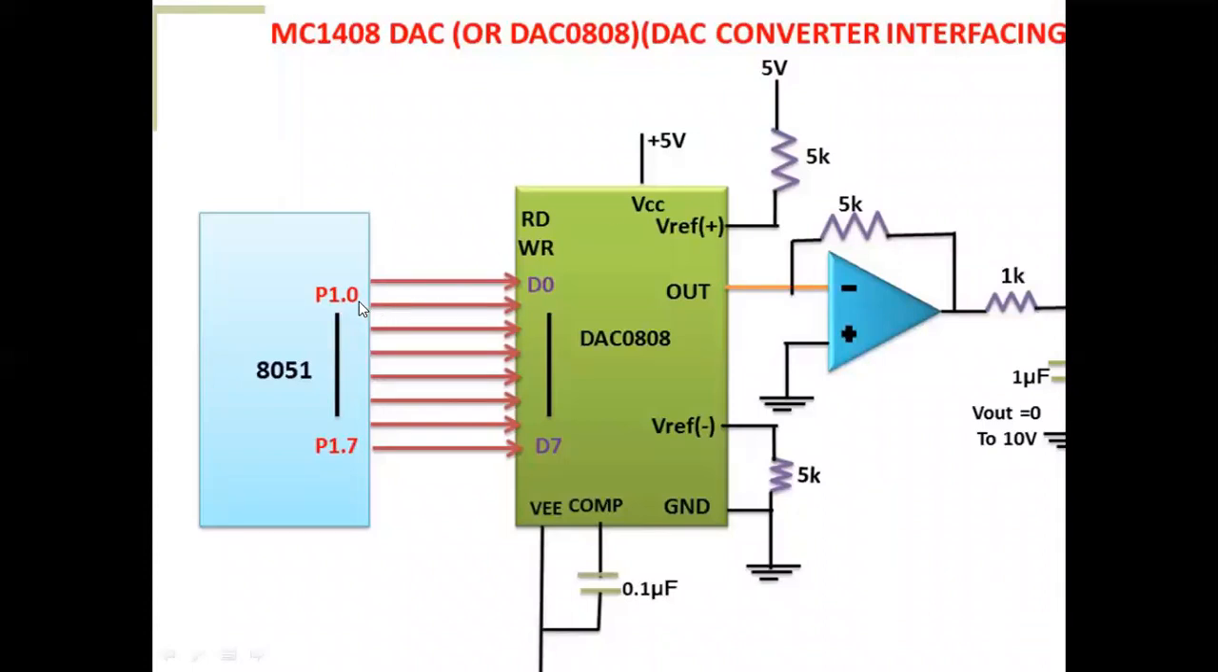So port 1 you are using as an output port. This is giving the data output lines to DAC 0808. And here you are giving supply voltage 5 volts, and the reference voltage negative and ground are connected to ground. Here you are getting the output as current. So this is given to the I2V converter, which will convert current to voltage.